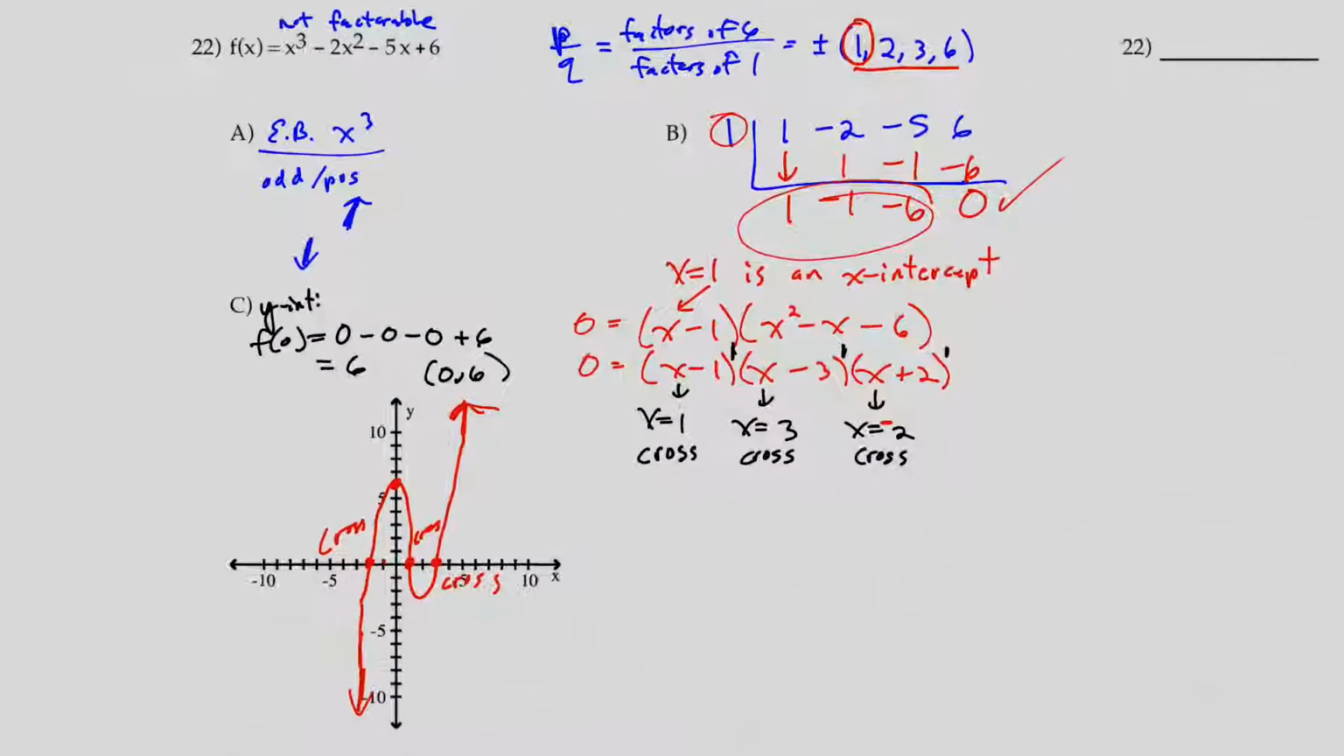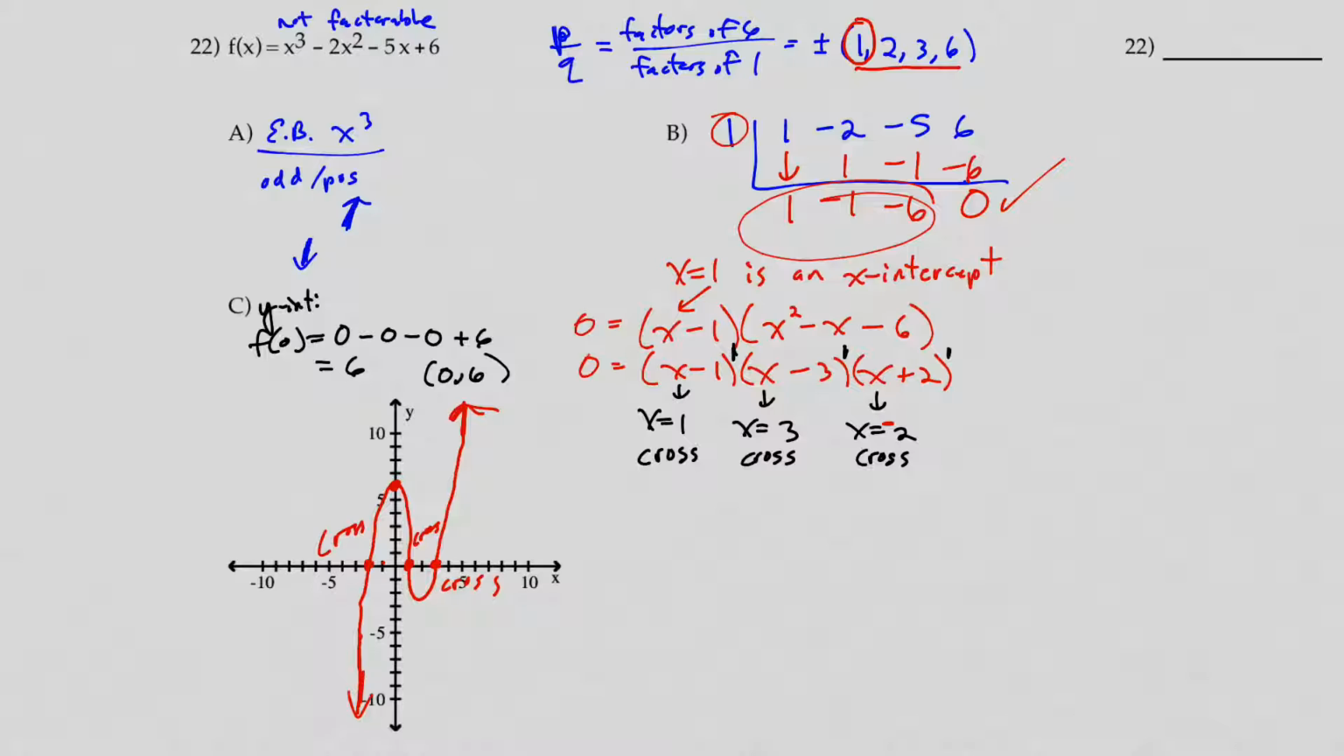So this is starting from scratch using possible rational zeros. We tested out 1. And that helped us find the rest of the zeros.